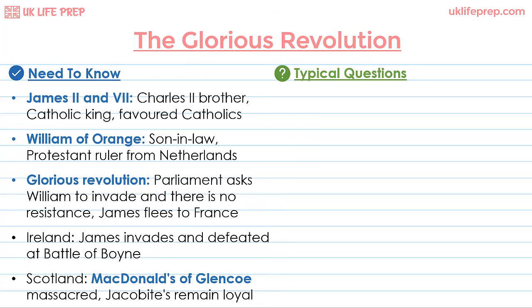Things I'd remember from this section would be who James II and 7th was, who William of Orange was, what the Glorious Revolution was, and which Scottish tribe was massacred.